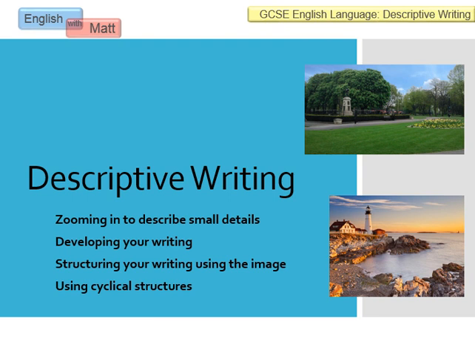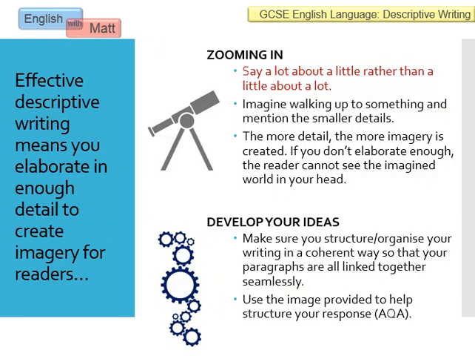So that is what this video is about, and we'll be using these two images here on the right hand side, one of a park and one of a lighthouse on the coast. So effective descriptive writing means you elaborate in enough detail to create imagery for readers. Good descriptive writing is sensory. We use the senses in order to recreate a sense of place.